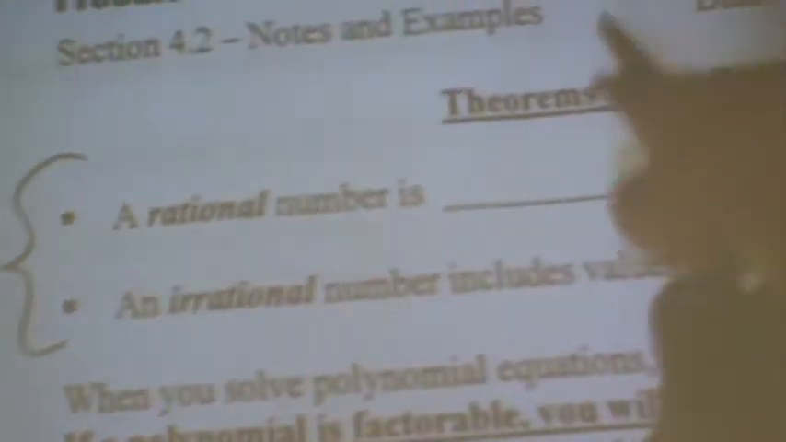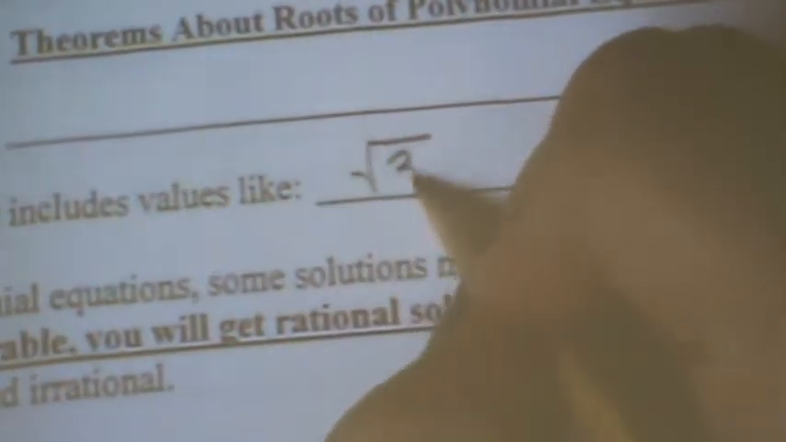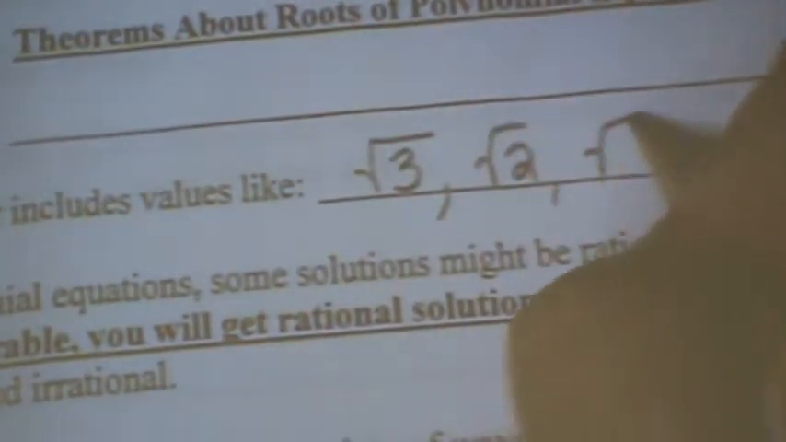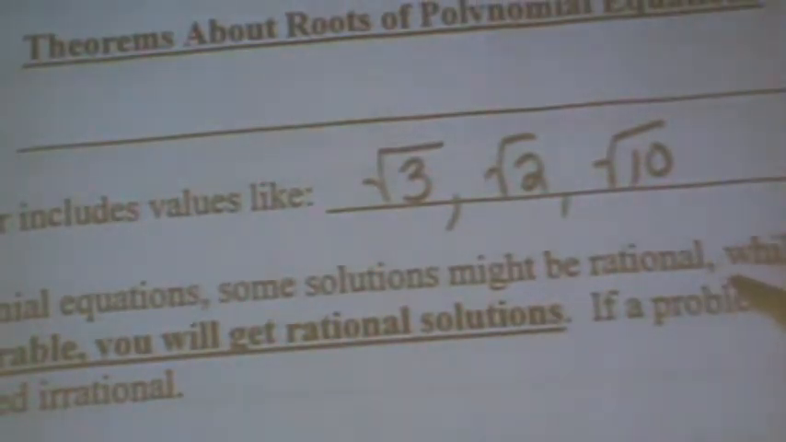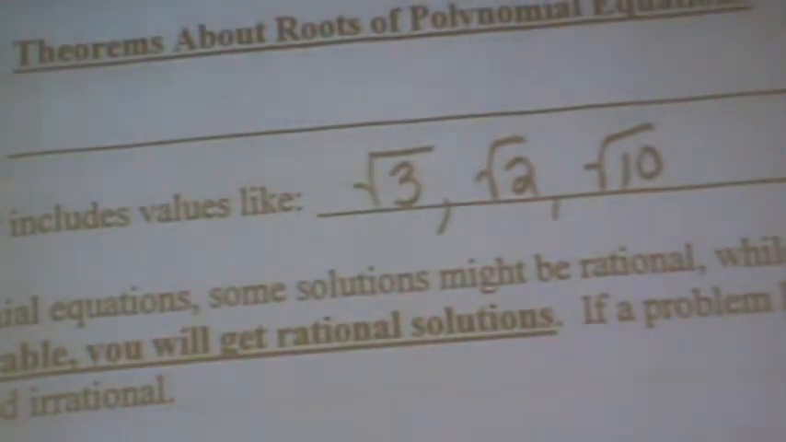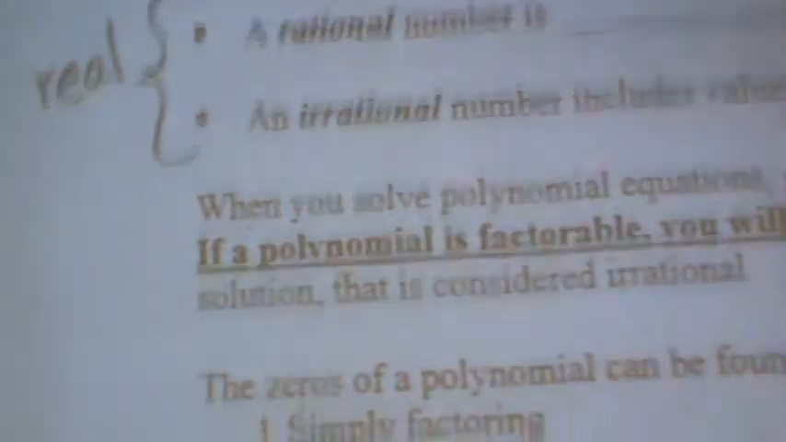The rational zeros are the whole numbers, the integers, the fractions, the repeating decimals, the terminating decimals. Those are all rational numbers. But irrational are the ones like square root of 3, square root of 2, square root of 10. If the number does not repeat or does not end, it's considered irrational. Imaginary are the ones that have a negative under the radical. Okay, so read the question and make sure you understand the difference between rational and irrational.